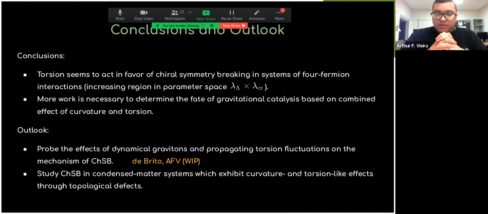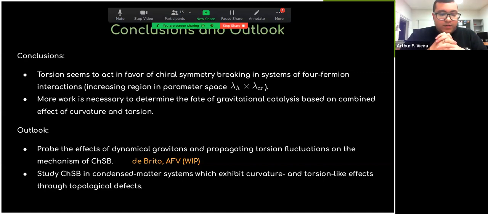And it seems like propagating torsion is something delicate, and it has been overlooked in the literature at some point. So it's something that we are interested in, and probably will allow us to get some conclusions that using this approach we're not able to get.